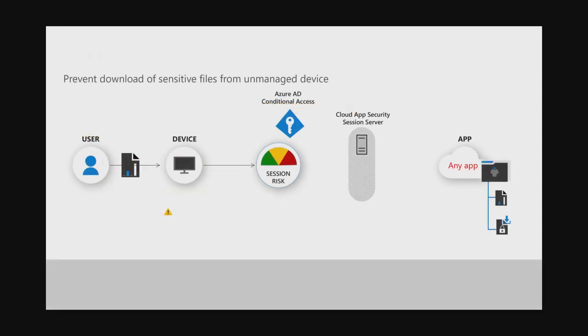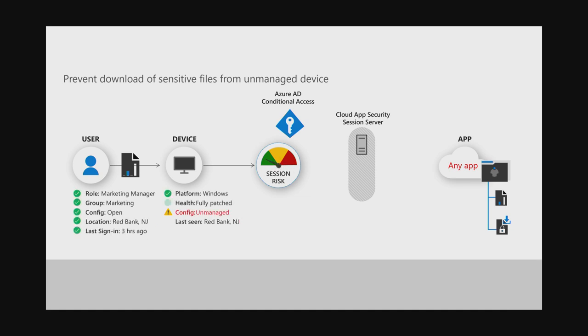So how do our real-time controls work in the context of cloud app security? Well, let's take a deeper look. We have a user that's a marketing manager, everything looks fine, but they're coming in from an unmanaged device. We have no context in what this device is, where they're coming from. It could be a personal device itself.